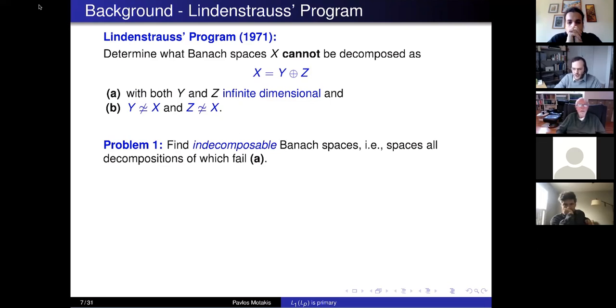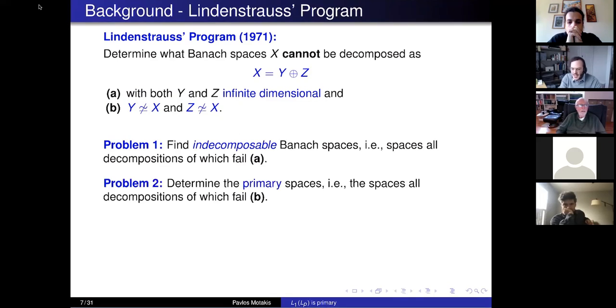This is the one question, and the other question you might be guessing already is: determine the primary spaces. The primary spaces are exactly those all of whose decompositions fail B. So whenever you manage to break it up into two pieces, at least one of them has to be isomorphic to the whole space. Posing problem one, posing problem two, you should agree with me that this is more or less asking the same question.